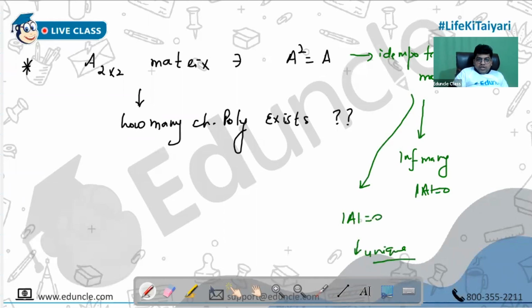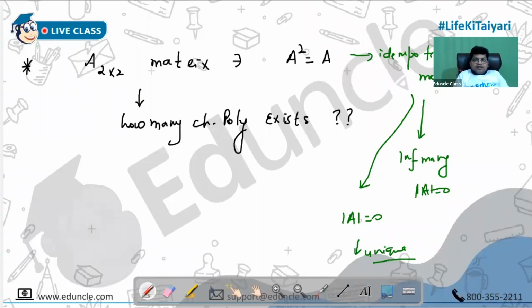So you know that if a matrix is given, then the characteristic polynomial is unique for that matrix, because for a given matrix the eigenvalues are unique. If the eigenvalues are unique, then you can find the characteristic polynomial by the equation lambda minus lambda 1, lambda minus lambda 2, up to lambda minus lambda n. So the characteristic polynomial of a particular matrix is unique, but you have infinitely many idempotent matrices.